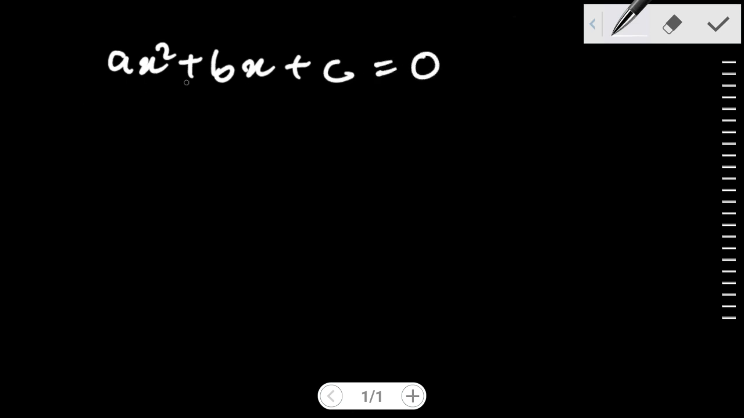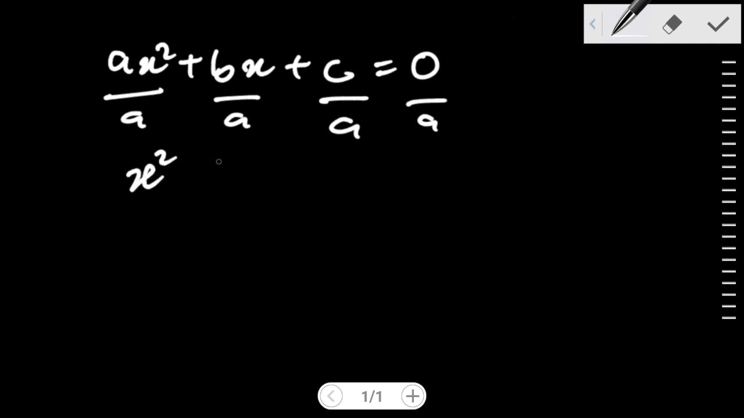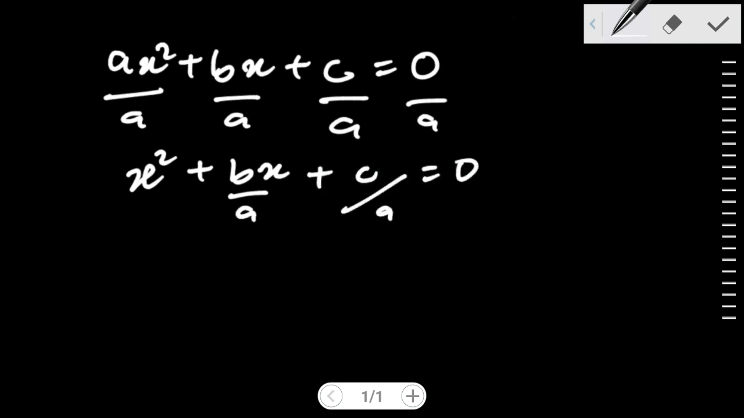So having known that the format is like this, we ensure that the coefficient of x squared is 1 and the sign in front of it is always positive, and therefore we're going to divide throughout by a. So all over a, divided by a, divided by a, divided by a. So I'm having x squared plus bx all over a plus c all over a is equal to 0.